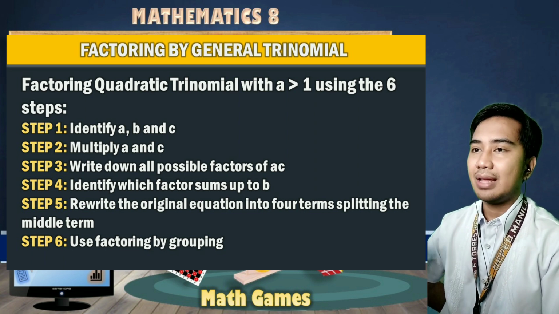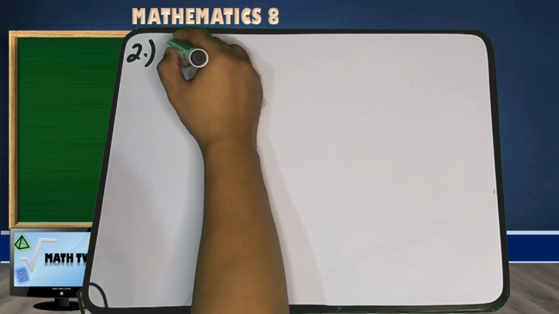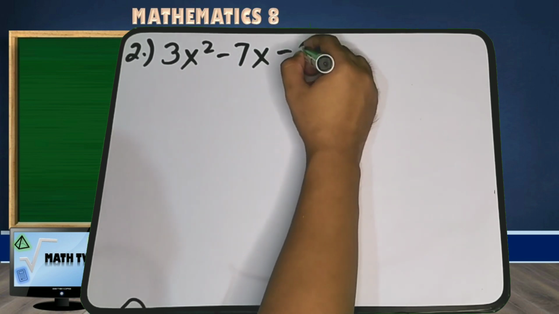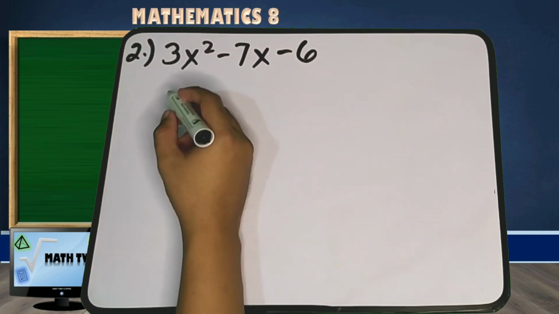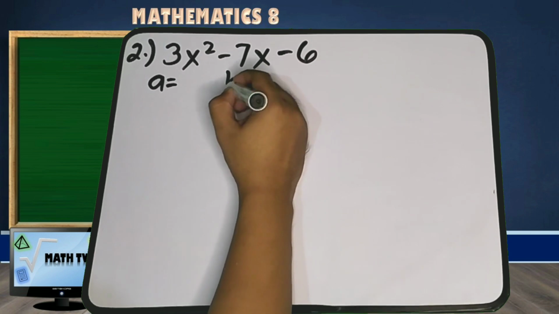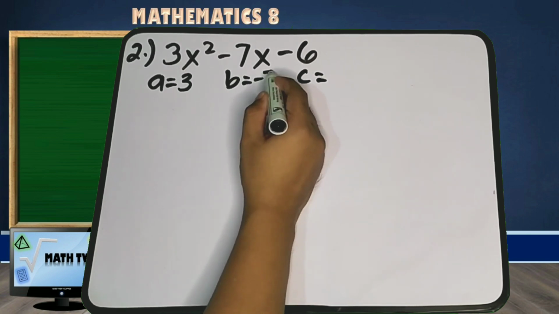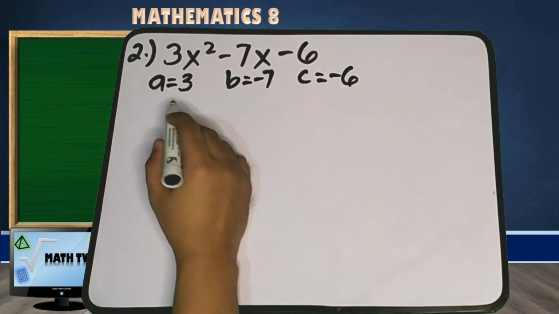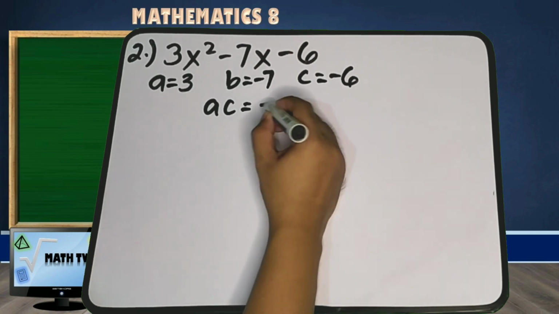So let's have these examples. Let's factor this using general trinomial with a is greater than 1. Number 2. So 3x squared minus 7x minus 6. So again, using the 6 steps. So yung step 1, find a, b, and then c. Ang a natin ay 3, b is negative 7, c is negative 6. Next, multiply si a tsaka si c. So yun yung second step. So ac is equal to negative 18.